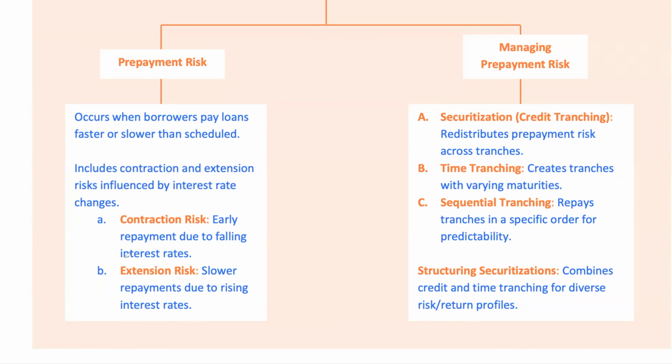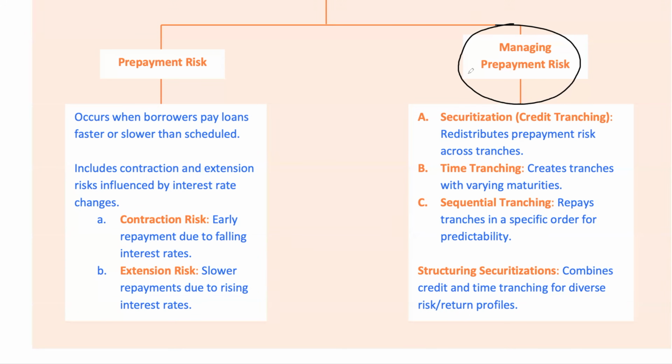On the flip side, there's extension risk. This happens when borrowers pay back their loans more slowly than expected, typically when interest rates rise. As rates climb, refinancing becomes less attractive, so borrowers delay repayment, leading investors to hold on to their lower interest investment for longer than they'd like, which affects the value of future cash flows. In a rising rate environment, MBS with high extension risk can lose value as investors become stuck in a lower yielding investment.